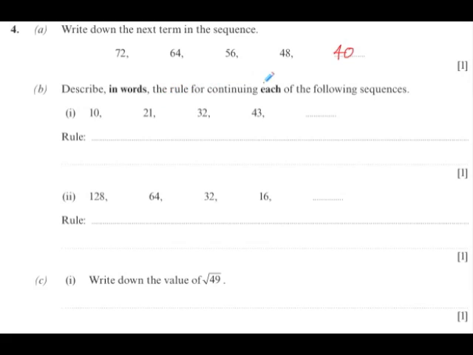Describe in words the rule for continuing each of the following sequences. Well, let's do the same here. Let's take 10 away from 21, that's 11. Let's take 21 away from 32, that's 11. Take 32 from 43, that's 11. So the rule is, I think because they've left a gap there, I think you need to add 11 to that to show what the next number in the sequence is.